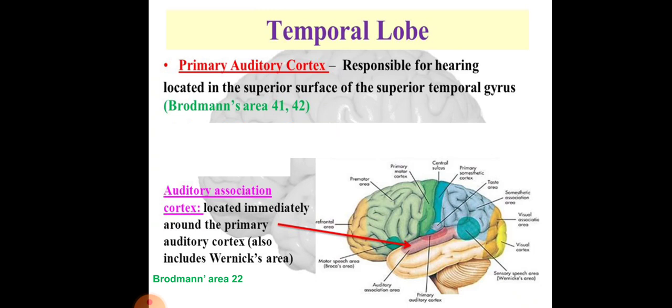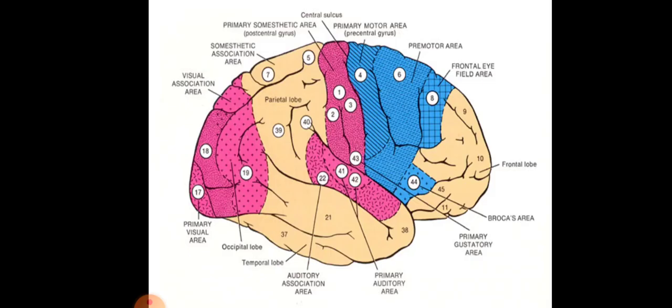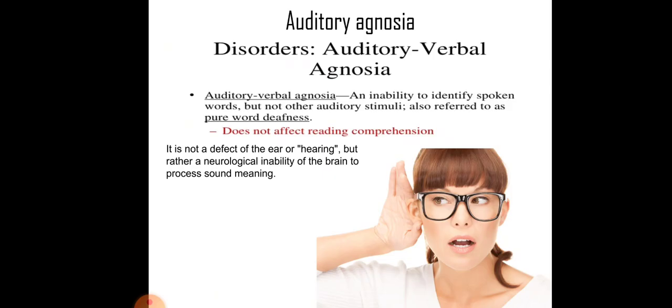Then the next lobe is the temporal lobe. It contains the primary auditory area and is responsible for hearing. It is located on the superior surface of the superior temporal gyrus. So the superior temporal gyrus has been highlighted with this red arrow, and here lie areas 41 and 42. Now just in front of areas 41 and 42 we have the auditory association area, which is known as Wernicke's area, area number 22. These are the different areas on the superolateral surface of the cerebral hemisphere. You just go through it and their functions.